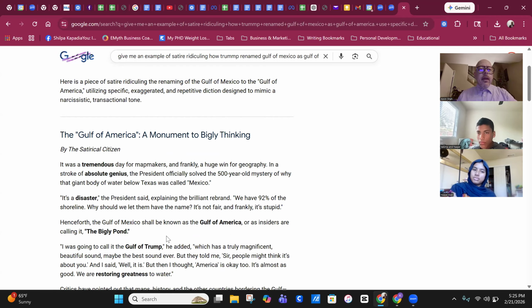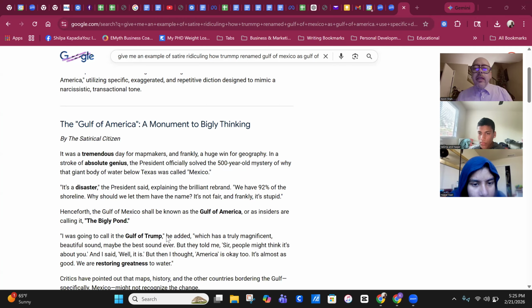Okay, you see this right here? The Gulf of America, a monument to big league thinking. Now you have to understand that Trump says bigly a lot. And by using the word bigly in your paper, Solomon, you're going to be ridiculing him because he thinks everything that he thinks is important is bigly, even if it's not important, right?